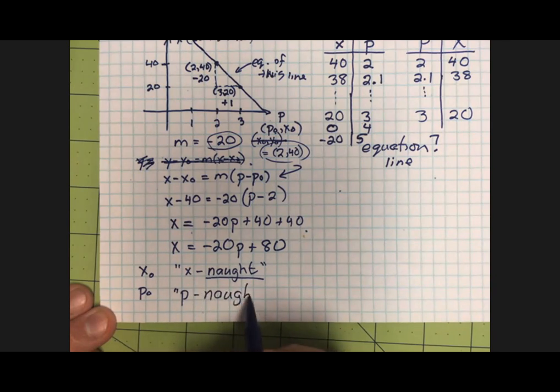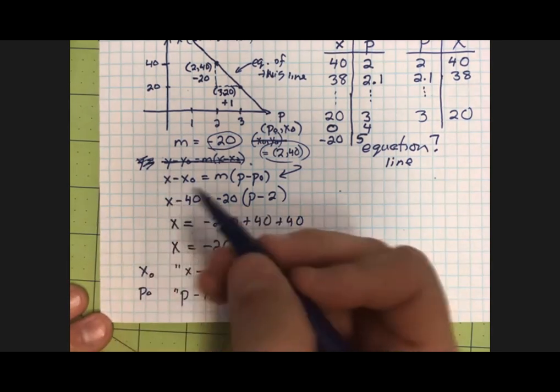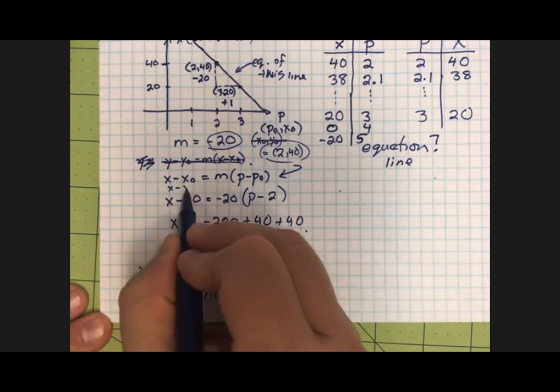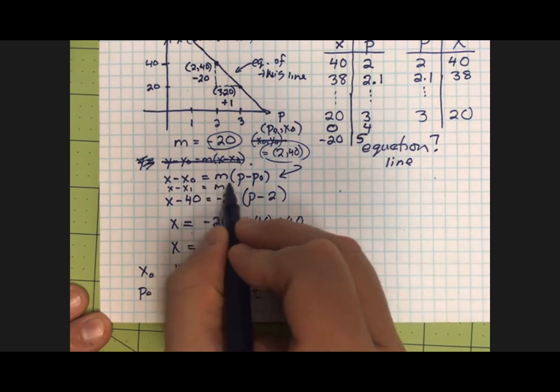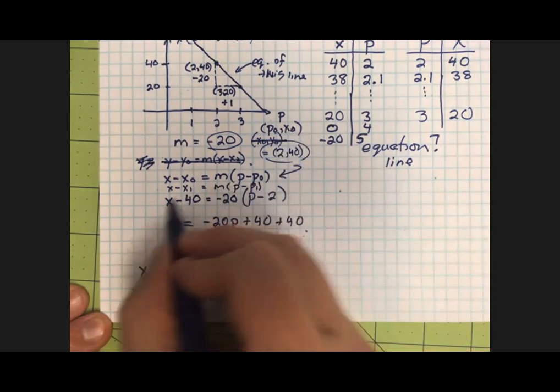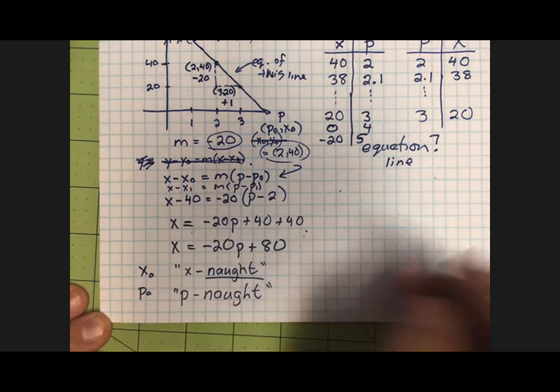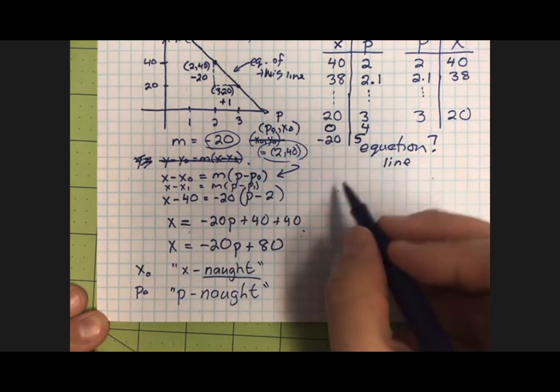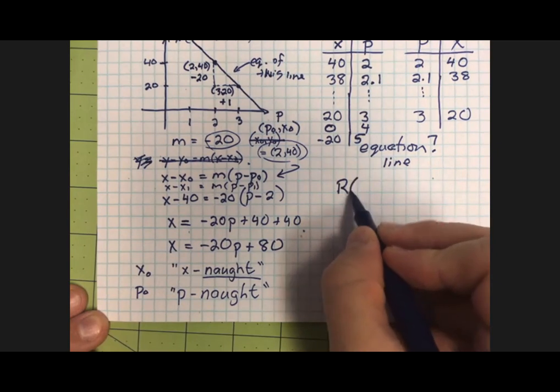So it would be interchangeable with like X minus X1 and Y minus Y1. Sure, I could have written that X minus X1 equals M times P minus P1. You can name this point anything you like as long as you insert it correctly into the formula. Okay. Now let's go for equation of revenue.